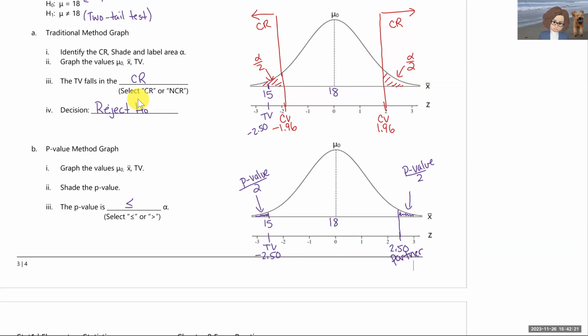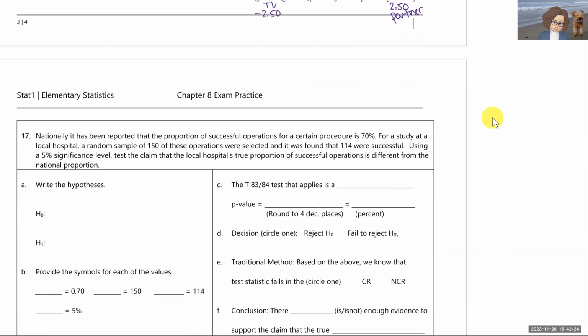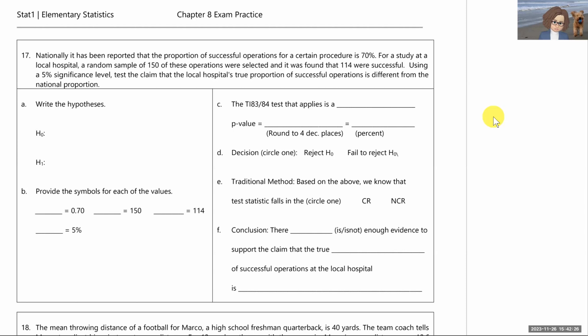And then we'll end here with just a couple problems, using the p-value method, but thinking about the traditional method as well. All right, so number 17. Nationally, it has been reported that the proportion of successful operations for a certain procedure is 70%. For a study at a local hospital, a random sample of 150 of these operations were selected. It was found 114 were successful. Using a 5% significance level, test the claim that the local hospital's true proportion of successful operations is different from the national proportion.